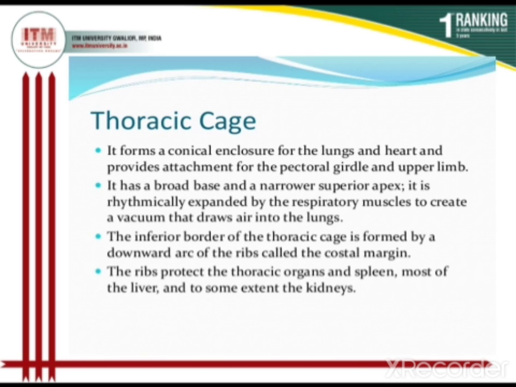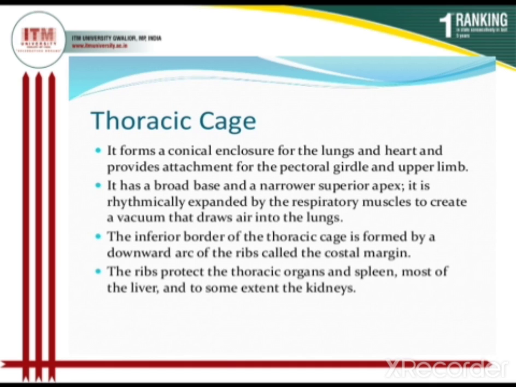Your upper limb and pectoral girdle are attached to the axial skeleton through the pectoral bones, the clavicle and the scapula. It has a broad base and a narrow superior apex. It is rhythmically expanded by the respiratory muscles to create a vacuum that draws air into the lungs.